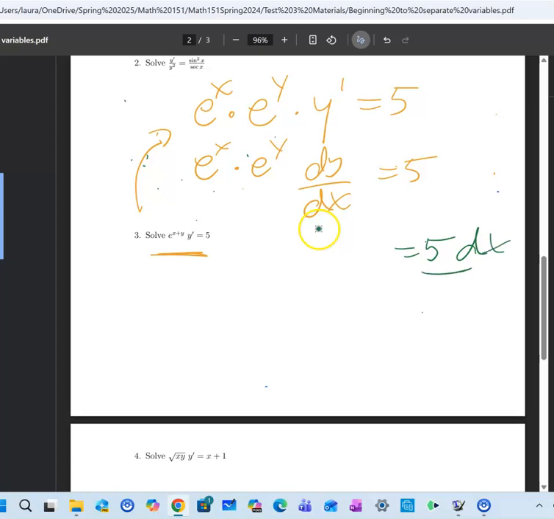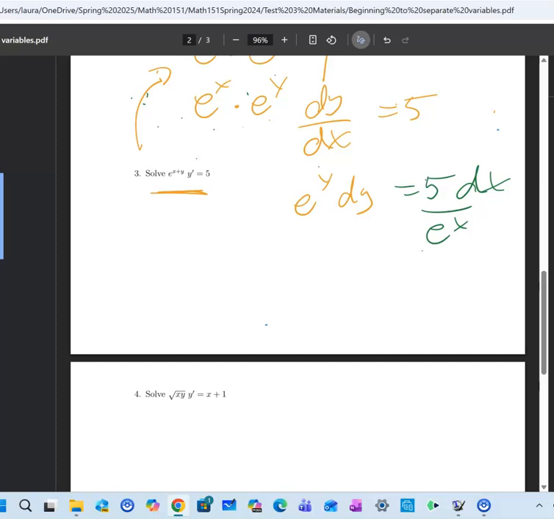And I'm going to divide by e to the x. So the only thing that's left over here is e to the y dy. Now, you see I've got y's and x's separated. So now let's go take the integral. So this gives me e to the y. And remember, I always put the plus c's on the other side.